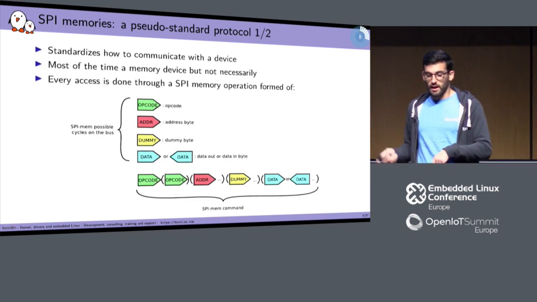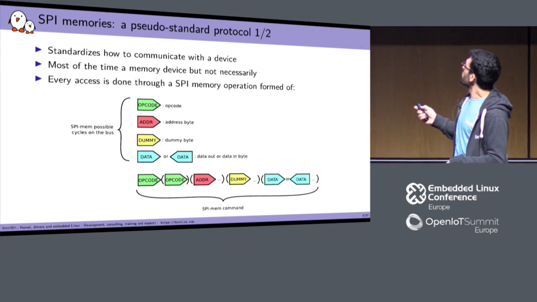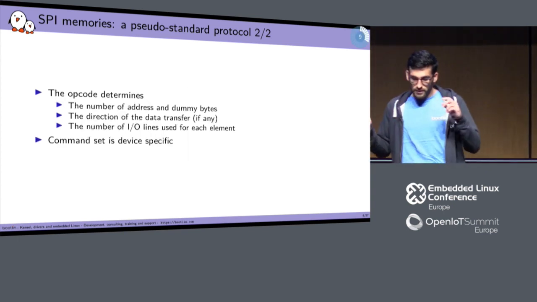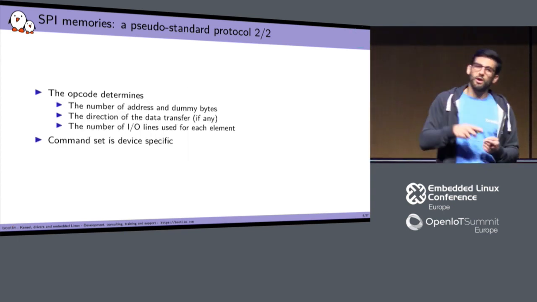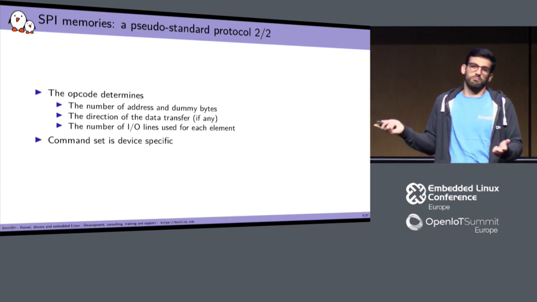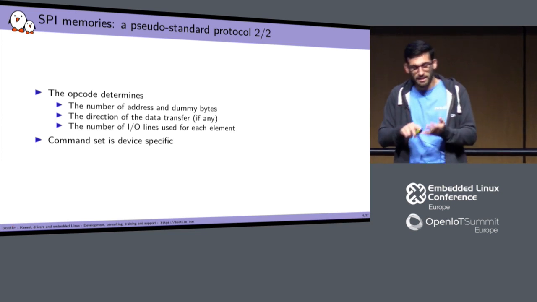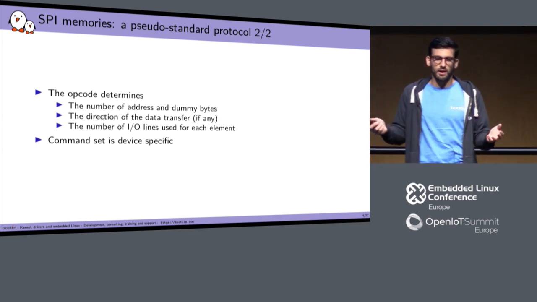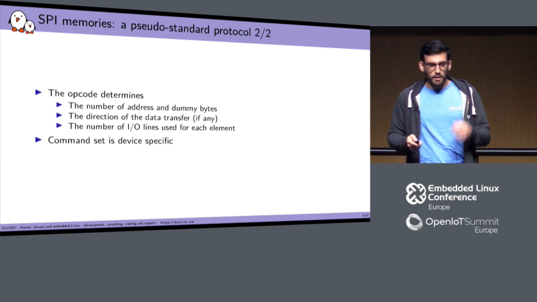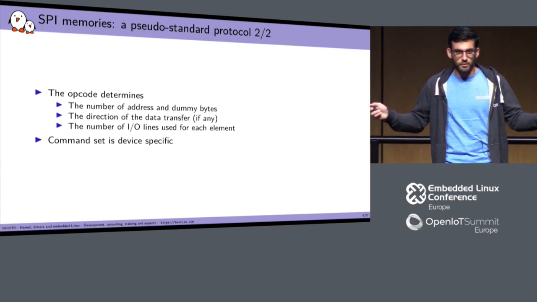The opcode that is at the beginning will determine what's after. If there is another opcode, either there are address bytes, maybe dummy bytes or data bytes, and if yes, how many. This is the generic part of the SPI memory protocol.